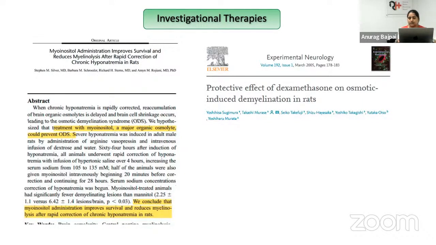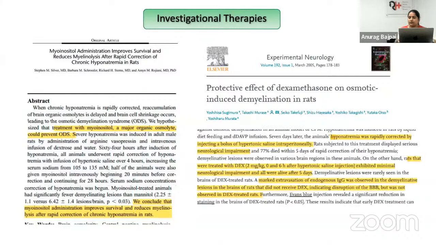Another study has shown that there is some protective effect of dexamethasone on osmotic demyelination in rats. They corrected the hyponatremia rapidly by a bolus of hypertonic saline, and they gave dexamethasone to one group of mice and not to another group. And what they have seen is that the mice with dexamethasone exhibited minimal neurological impairment.